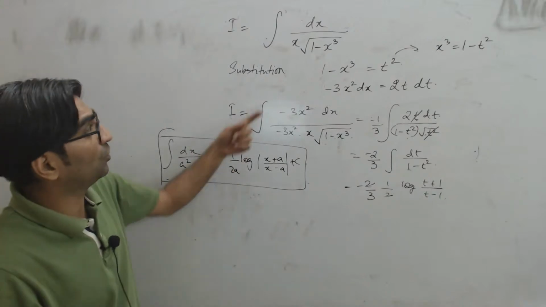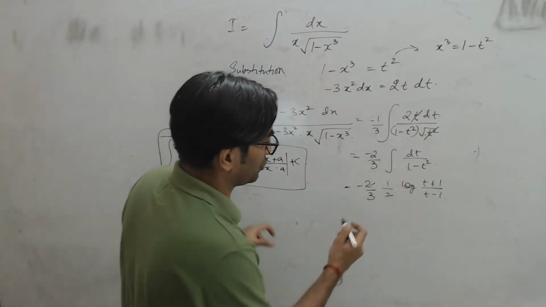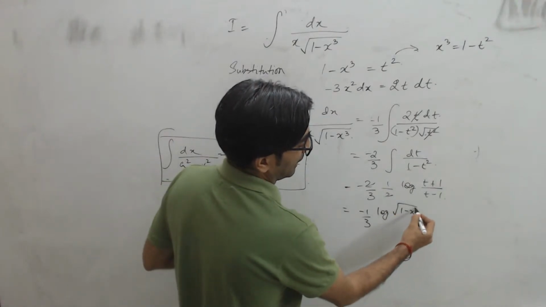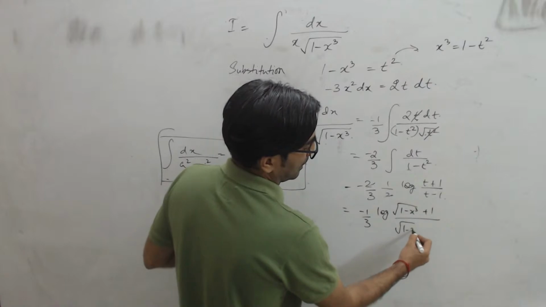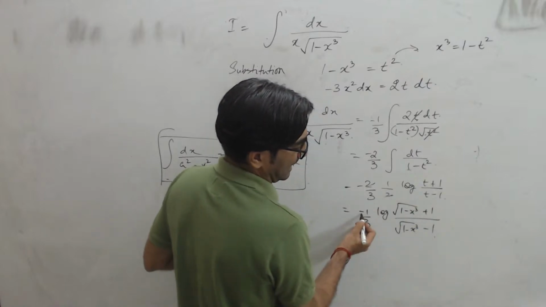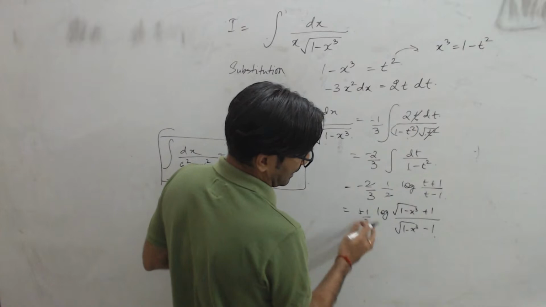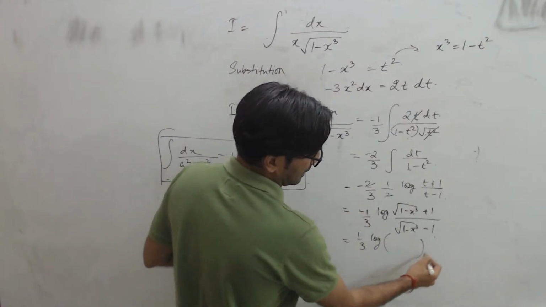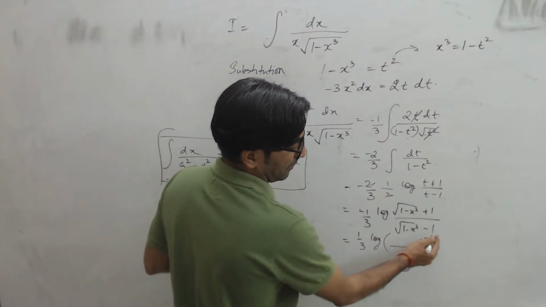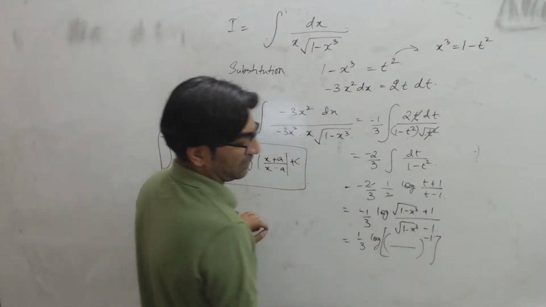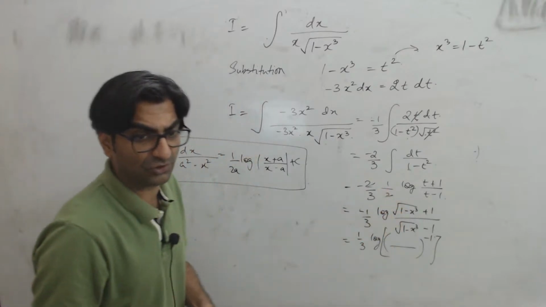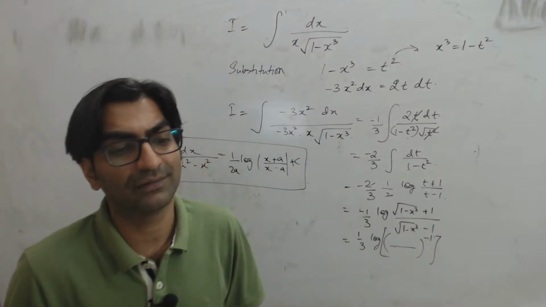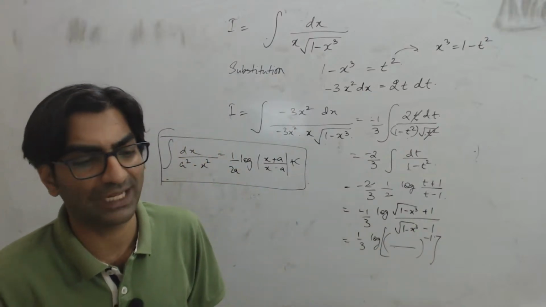But t is root of 1 minus x cube. So if you substitute, you will end up getting minus 1 by 3 into log of root 1 minus x cube plus 1 divided by root 1 minus x cube minus 1. But since there is a negative sign, you can take this inside. This will become 1 by 3 into log of this raised to the power minus 1. And what is something raised to the power minus 1? Inverse, which means it will be flipped in the answer. So look for a choice where root of 1 minus x cube minus 1 is in the numerator. That is there in option B. So that's the correct choice.